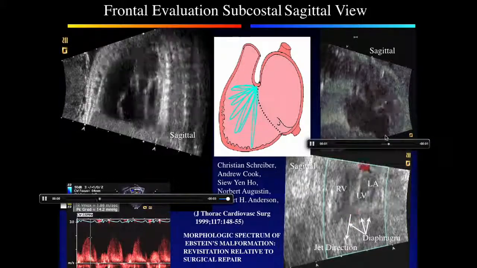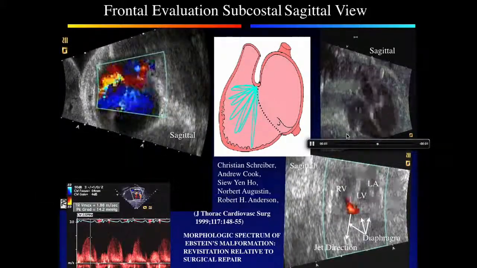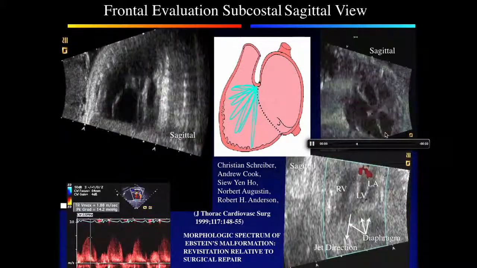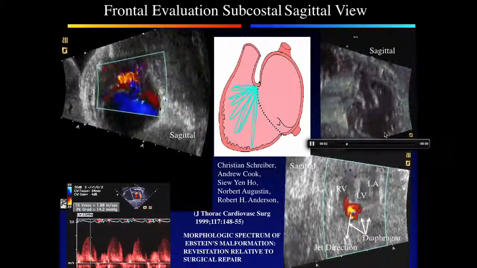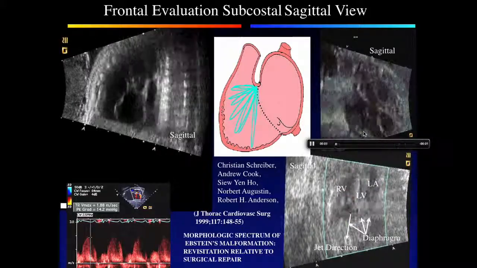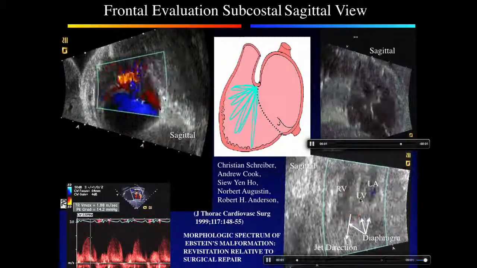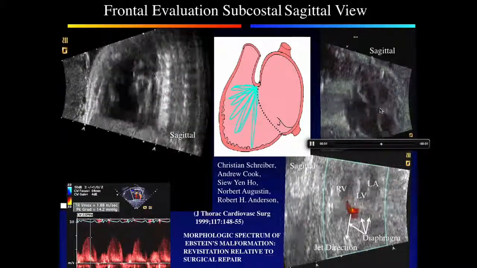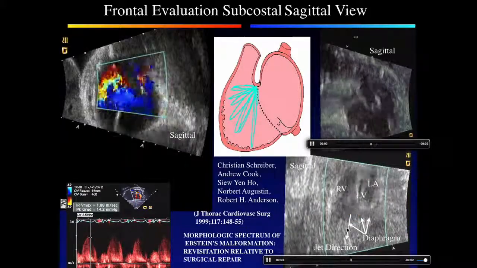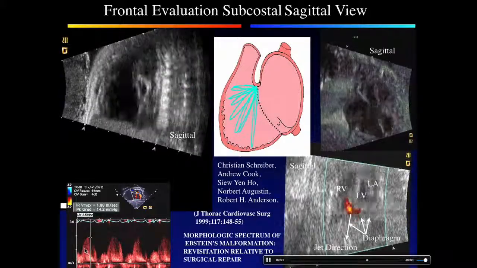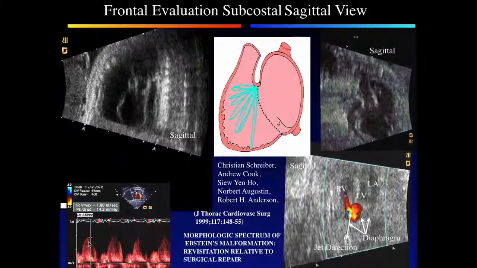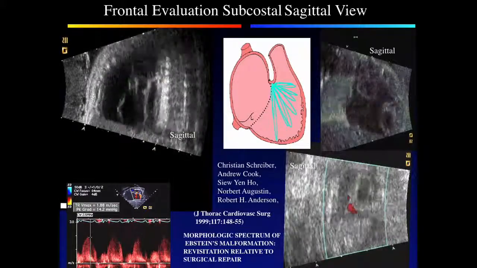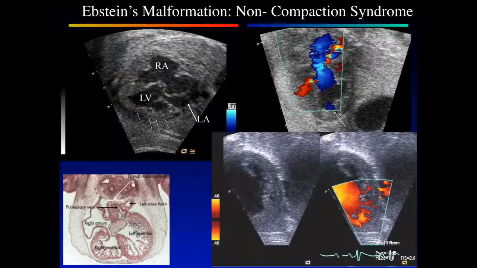This is turned round in another position. So here's inferior vena cava, here's the Eustachian valve, and here's the mural leaflet of the tricuspid valve, which should be in this position over here. And the tricuspid regurgitation then is directed not into the atrium, but down into the atrialized right ventricle, and the jet direction comes directly towards your transducer. So these are fetal examples, and you can see this also postnatally as well.